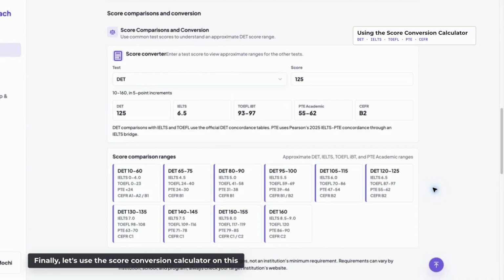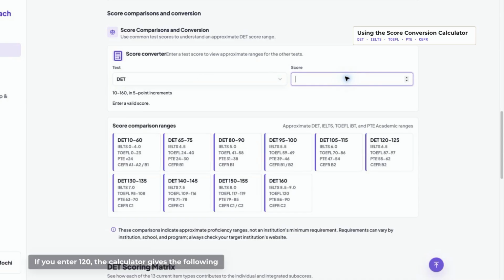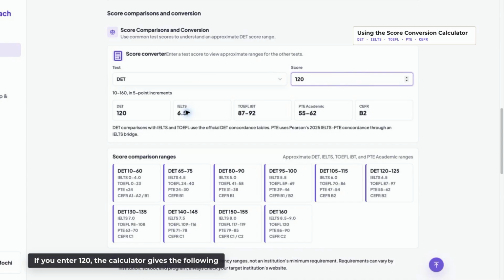Finally, let's use the score conversion calculator on this lesson's webpage to compare DET scores with other tests. First, select DET and enter a score. If you enter 120, the calculator gives the following approximate equivalents: IELTS 6.5, TOEFL iBT 87 to 92, Pearson Academic 55 to 62, and CEFR B2. Change the DET score to 125. The IELTS equivalent remains about 6.5, while the TOEFL range rises to 93 to 97.